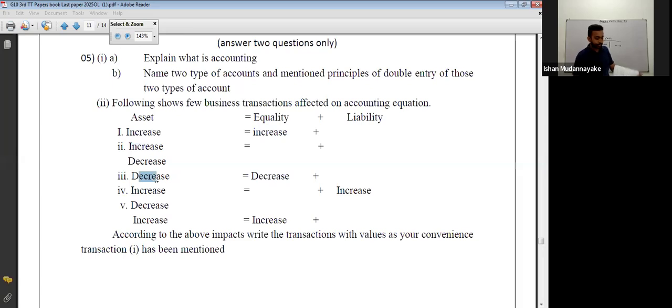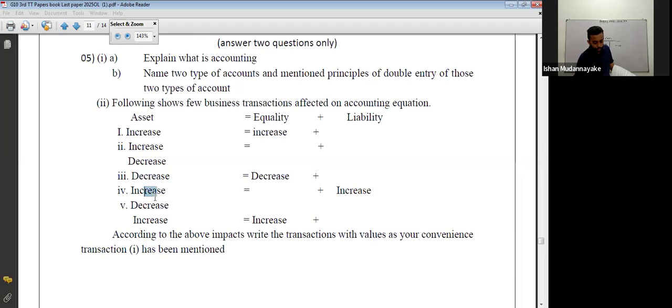Then students, problem number 3. Asset decrease, equity decrease. What is that? Paid an expense of 5,000, pay salary expense of 5,000. Cash drawings of the owner 4,000. Stock drawings of the owner 10,000. Cash drawings, stock drawings, payment of expense. You can write a value.